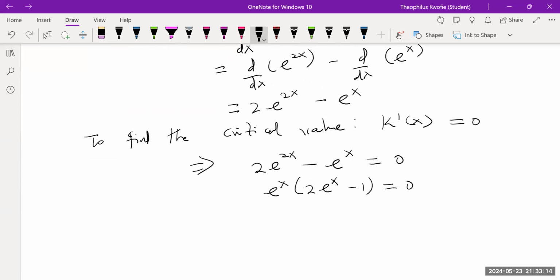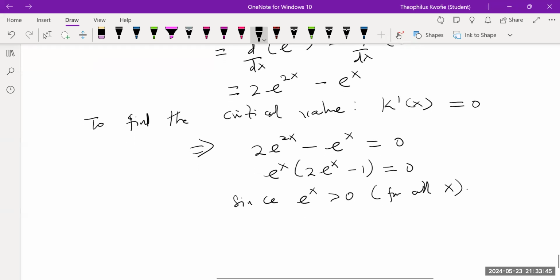Now, you remember that e to the power x can never be 0, right? Let me say for all x, irrespective of what value x may take, e to the power x can never be 0. So let's take note of that. On that note, we cannot have that. So the only thing we can rely on is 2 e to the power x minus 1 equal to 0.